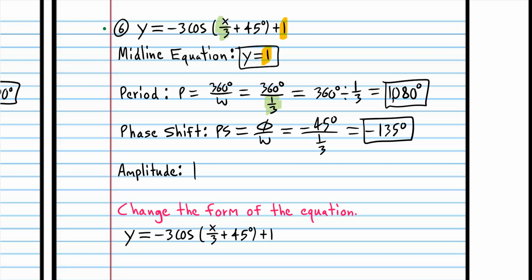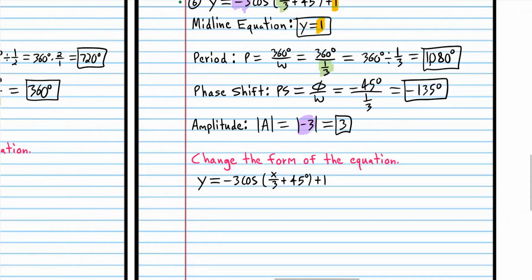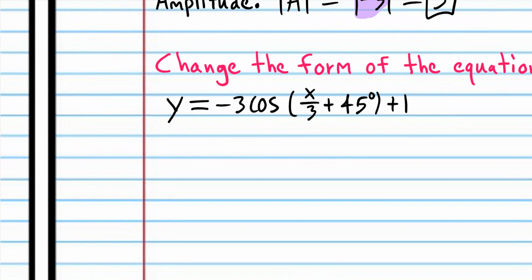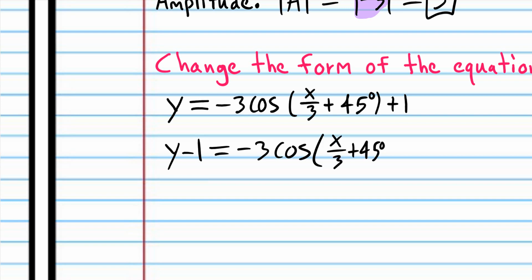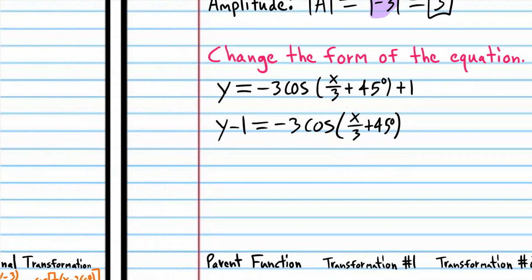The amplitude is the absolute value of a, which is the coefficient of the trigonometric function. So that's the absolute value of -3, which is 3. So we got that number from there. Okay, if you got those right, good job. So now we're going to subtract 1 from both sides. And then we're going to divide both sides by -3.